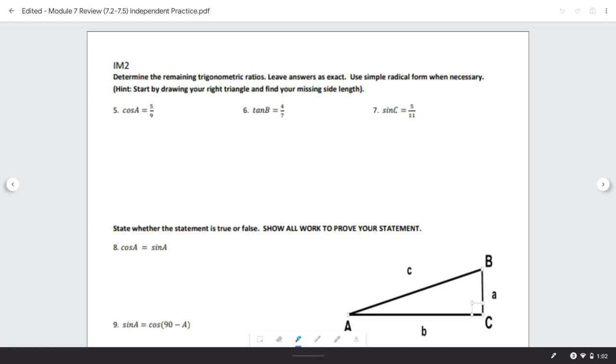Okay, so once again, I'm going to write down SOHCAHTOA at the top. And notice the placement of the O and the A and the H. It's telling you the numerator and the denominator for that ratio. Okay, so if we start with number 5, it's telling us to determine the remaining trigonometric ratios. Leave answers as exact. Use simple radical form when necessary.